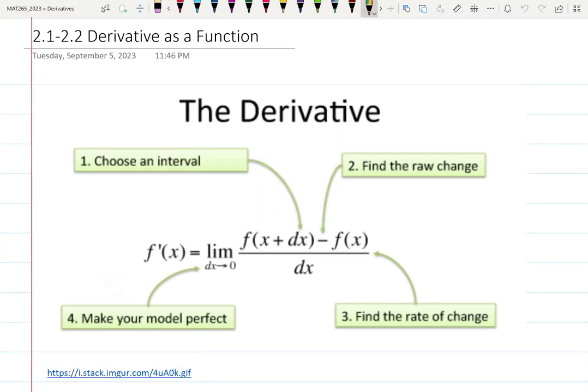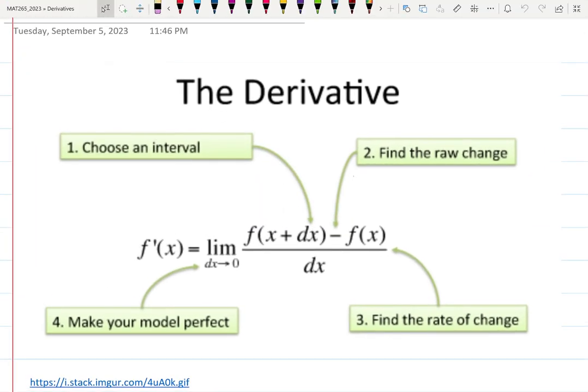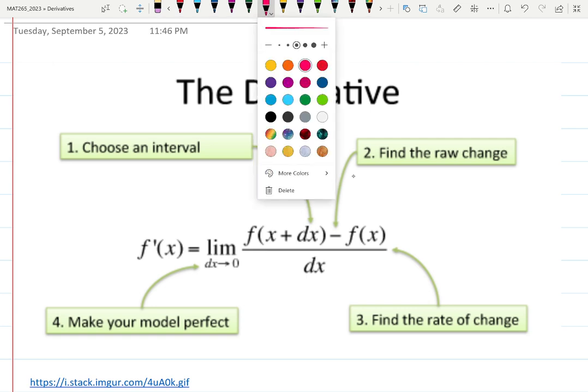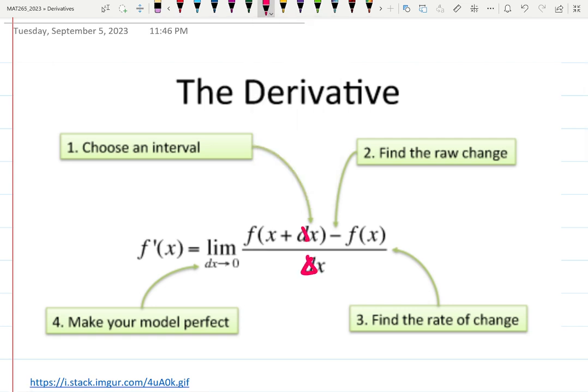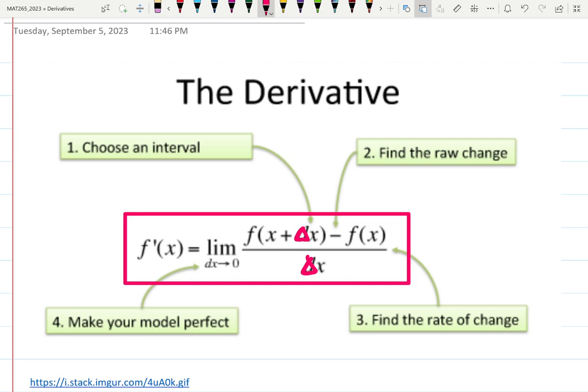Just quickly, again, I already showed you before, but the derivative is: you choose the interval dx. We're going to use delta x, but dx actually is also a legal way to call it. So you don't have to write it down, but we know this formula. You need to know this formula for the test. And in general, it's just very important.